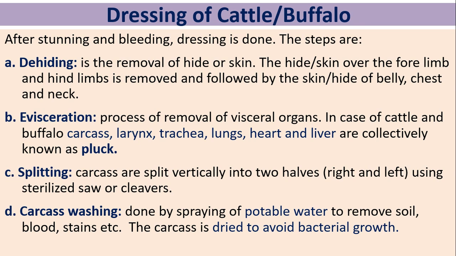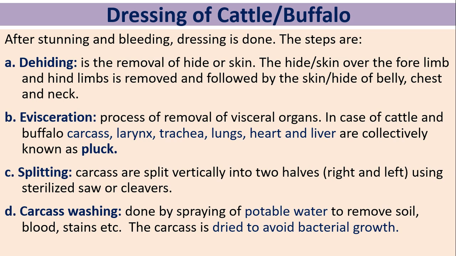Dressing of cattle or buffalo. After stunning and bleeding, dressing is to be done. The steps are dehiding, the removal of hide or skin. The hide or skin over the forelimbs and the hind limbs is removed, followed by the skin of belly, chest and neck. Evisceration: the process of removal of visceral organs is known as evisceration. In cattle and buffalo carcasses, larynx, trachea, lungs, heart and liver are collectively known as pluck.